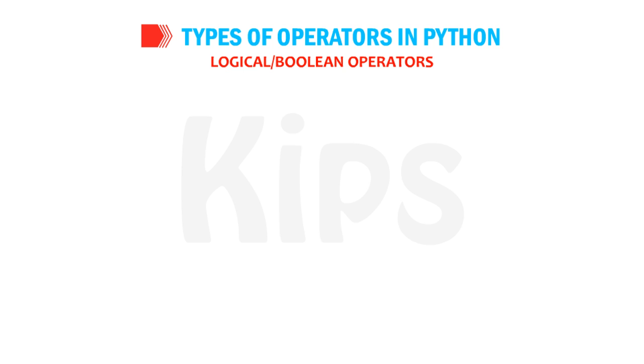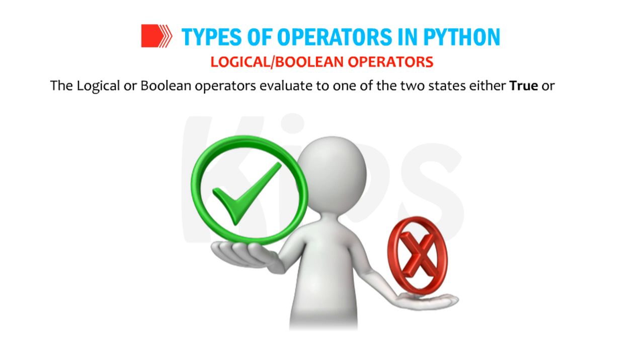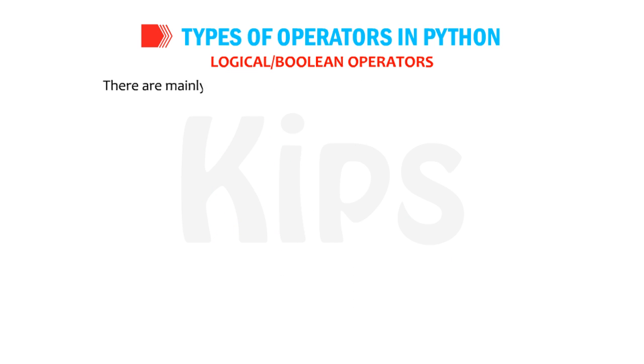Logical or Boolean operators. The logical or Boolean operators evaluate one of the 2 states, either true or false. We use these operators in Python to make comparisons. There are mainly 3 types of Boolean operators, that is and, or, not.